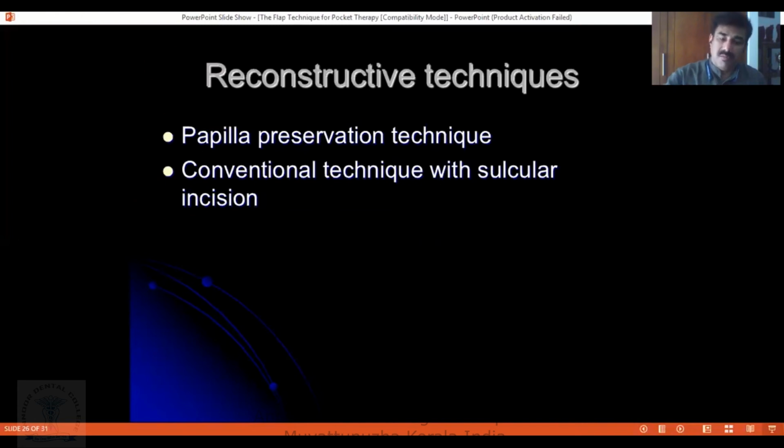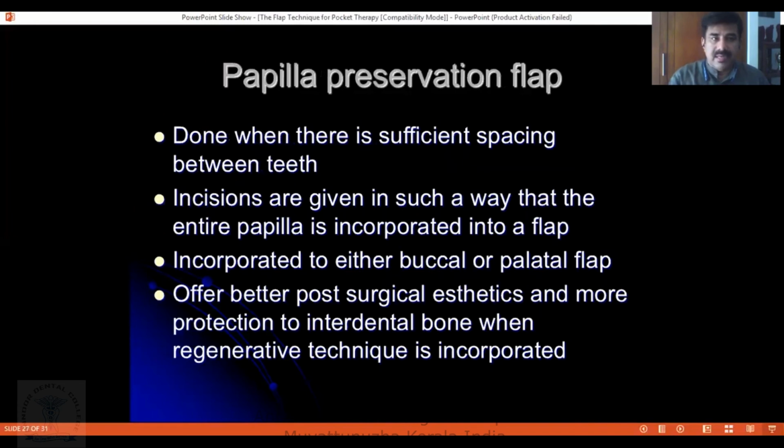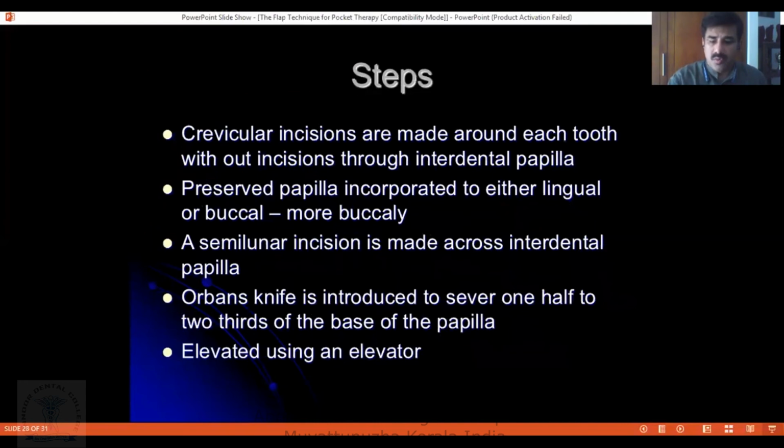Only thing is, the whole of the gingiva is there, so that whenever you are putting any graft or any other substance, you can completely cover the graft. That is the basic idea. So you are preserving the whole of the gingiva here. The papilla preservation technique, as we discussed earlier, is usually done whenever there is spacing between the two teeth, especially in the anterior region, and also whenever you are doing this surgical technique. Now, I'll just show you.